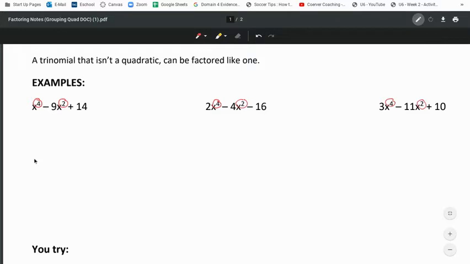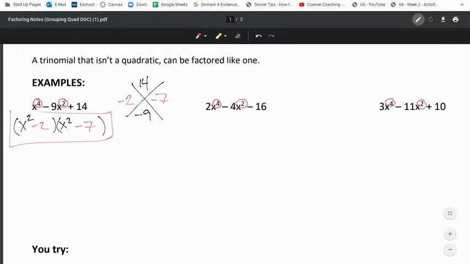So for this one, again, I know I'm going to have two factors. This, instead of just being x, is going to be x squared now. And then again, I'm still looking for two numbers that multiply to get 14 and sum to get negative 9. Those two numbers are 2 and 7, and both of them need to be negative. So negative 2 goes there and a negative 7 there. And so that is where I finish that problem.